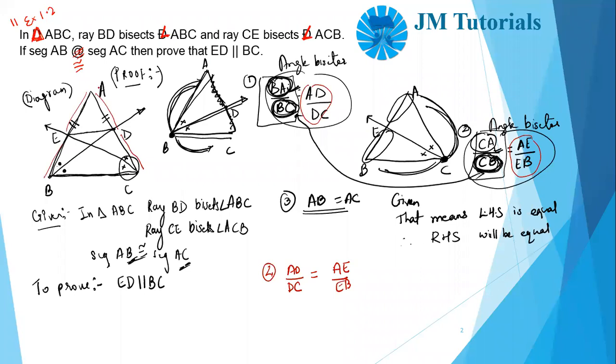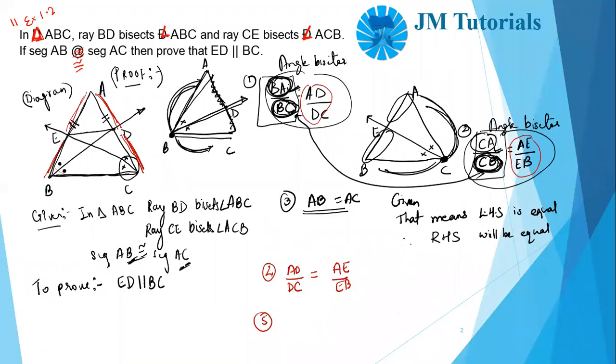Now which theorem can I use? Tell me guys, quickly. We are done. Which theorem can I use? We know that AD upon DC is equal to AE upon EB. So what can I write in my final statement? The question is done, basically. Not BPT. BPT is: if the lines are parallel, then the ratios are equal. Here we got that the ratios are equal. It is the converse of BPT, correct.